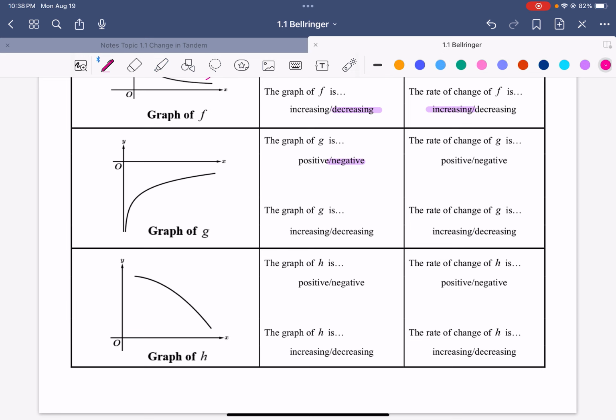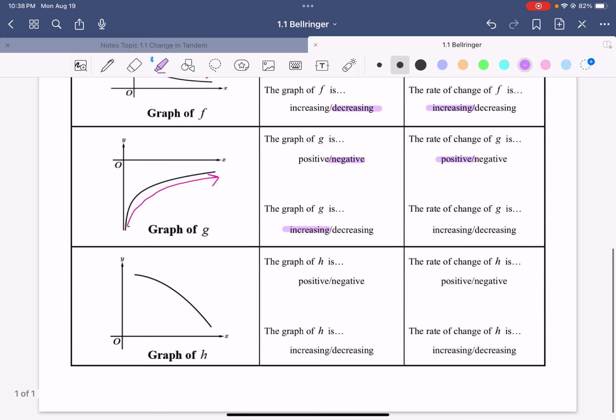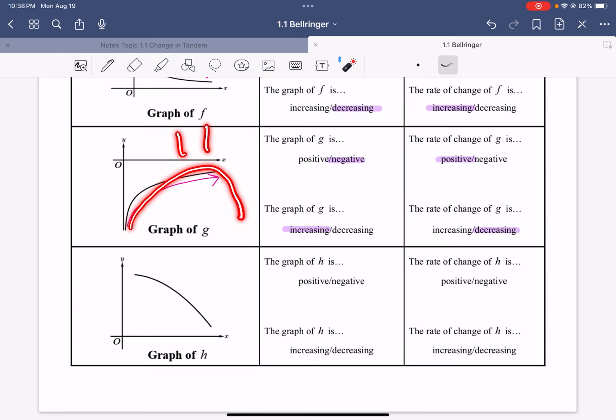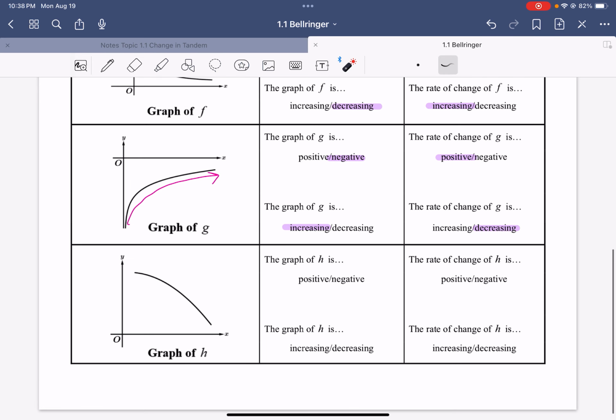The graph of g would be increasing because you can see it's going up from left to right. And likewise, the rate of change would be positive because it goes up. The slope is positive. The rate of change would be decreasing because it makes that frowny face, so it's concave down. The graph of h is positive because it is above the x-axis. The graph of h is decreasing because you can see that the y values are going down. The same thing on the other side, the rate of change is negative because the slope is going down. Last one, the rate of change is decreasing because it's part of a frowny face.